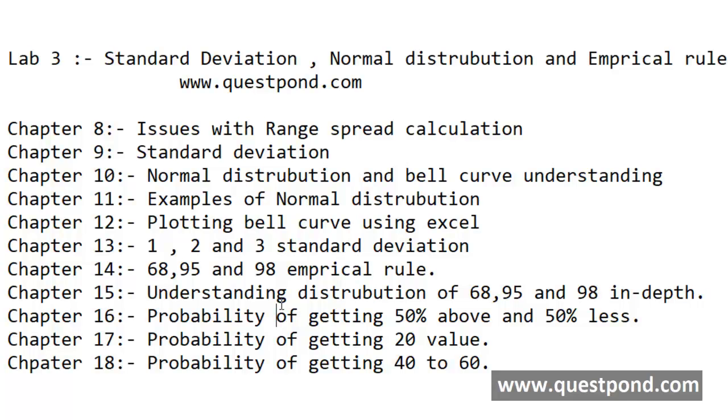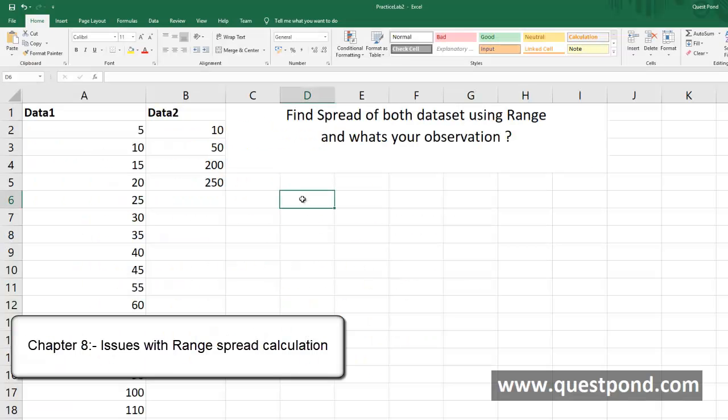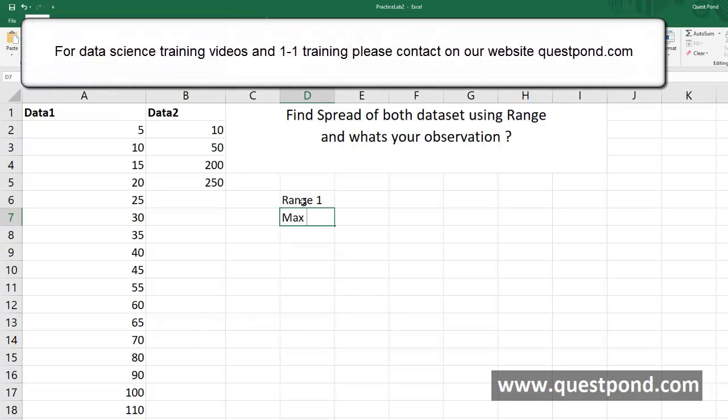In that sample example, I had said to calculate the spread using range. So let's first try to calculate the spread using range, and let us understand the issues associated with the same and how standard deviation can help to resolve the same. So now let us go ahead and calculate range 1. For range 1, we need to first calculate max of it. We also need to calculate mean of it. Then we have range 2, which has max of it and a mean of it, right? So first let us go ahead and calculate the max and the mean.